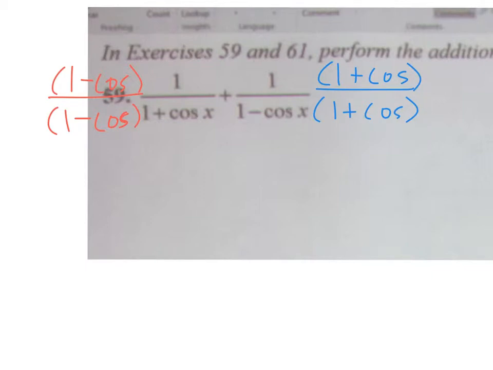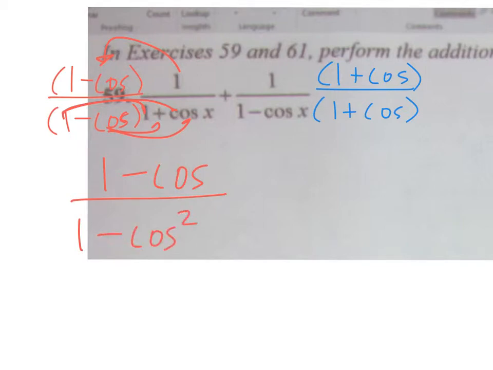Now the multiplication here is pretty simple because I'm just timesing it by 1. So this gives me a 1 minus cosine over, let's do some distribution. There's a 1, there's a positive cosine, there's a negative cosine. Oh, those cancel out. And there's a negative cosine squared. So that is what my denominator becomes when I do all of that distribution.